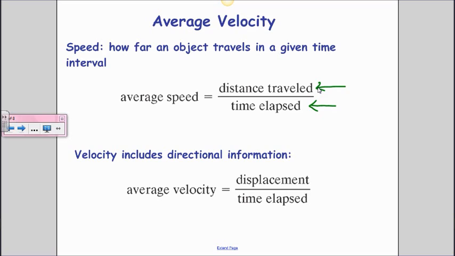Velocity includes a direction. So when you measure velocity, it does matter what direction the object is moving in. In this case, you take the total displacement, remember displacement, and you divide by the time elapsed. So which one of these is a scalar and which is a vector? Well, remember, scalars do not have anything to do with direction. So speed is a scalar. Velocity does depend on direction, so this is our vector.